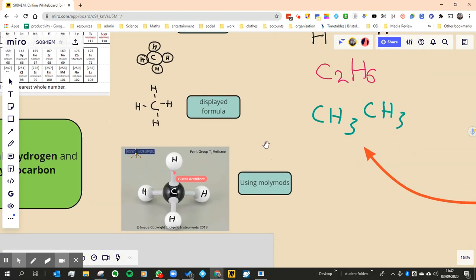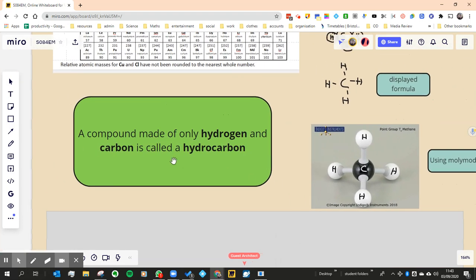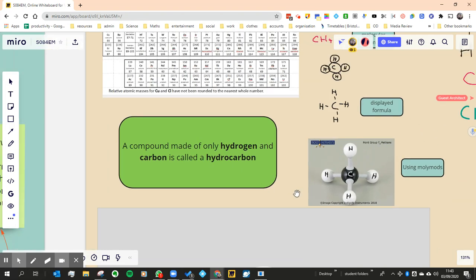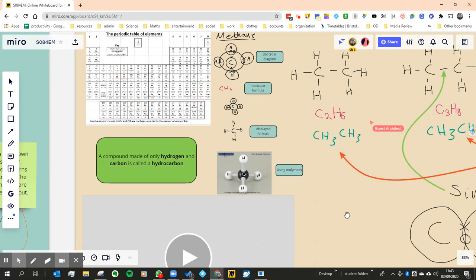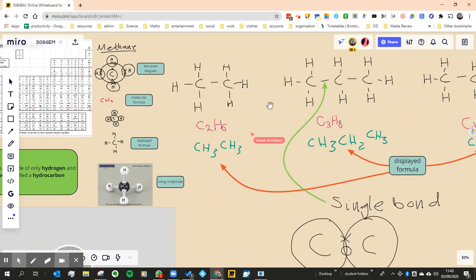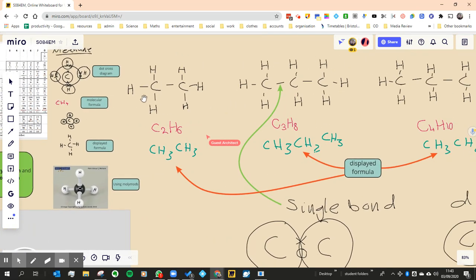Then I just introduced that you can actually make these at school, or if you buy them yourself, called molymods. I talked about the name of something made out of only hydrogen and carbon, which is called a hydrocarbon. And then we looked at some ways of making different hydrocarbons, first with single bonds and different numbers of hydrogen atoms. So I made the first one, methane.